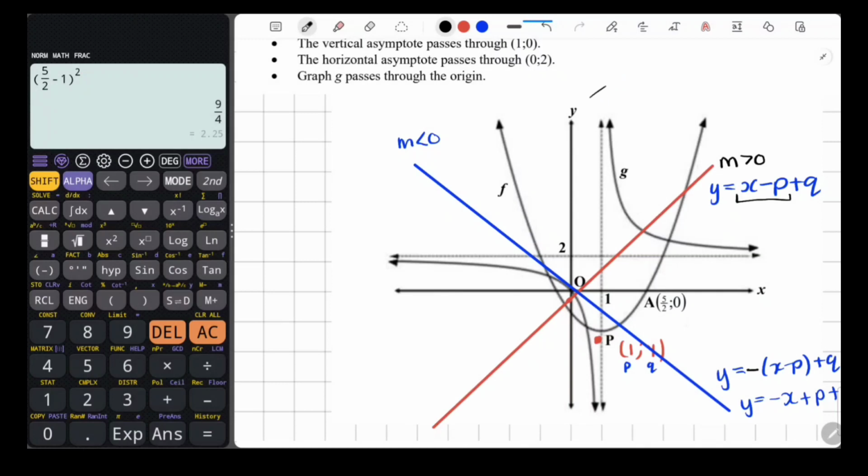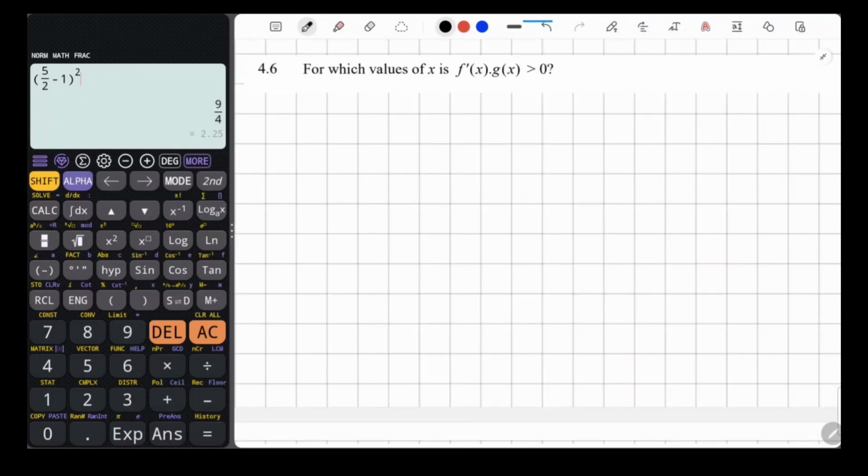So it's going to be a line that looks like that. Okay, so this is just something you need to also remember about functions. If you derive a concave up parabola, it's going to become a straight line with a positive gradient. If it was a concave down parabola, it will become a straight line with a negative gradient.